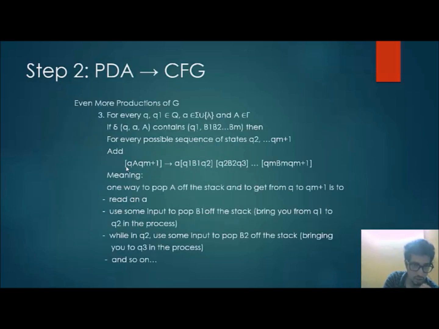The third production is for every Q, Q1 belonging to capital Q, A belonging to sigma union lambda, and capital A belonging to gamma. If delta(Q, A, capital A) contains this, then for every possible sequence of states, add the following shown on the screen. It means that one way to pop A off the stack and to get from Q to Qm plus 1 is to read A, use some input to pop B1 off the stack, while in Q2 use some input to pop B2 off the stack, and so on.